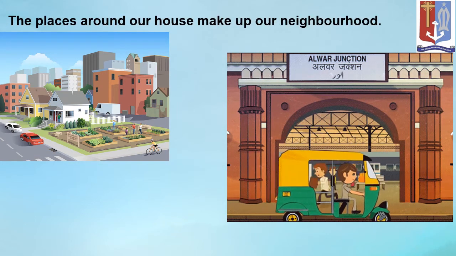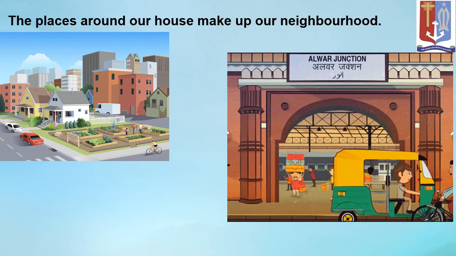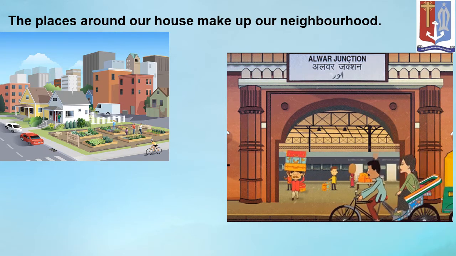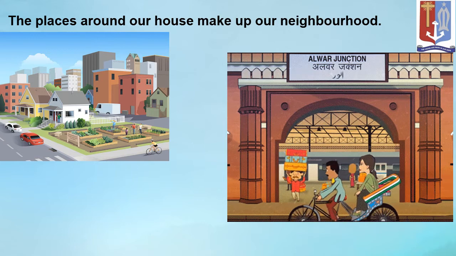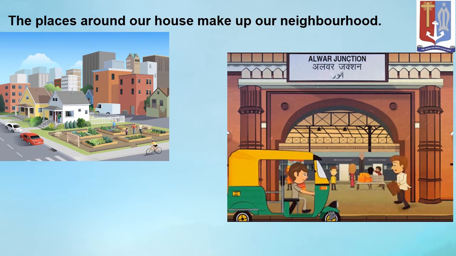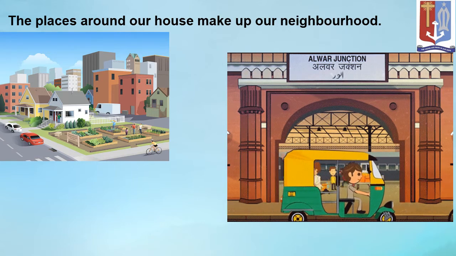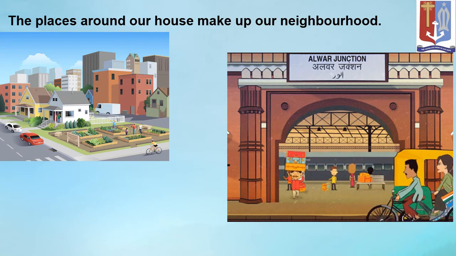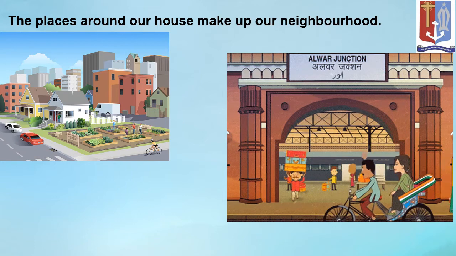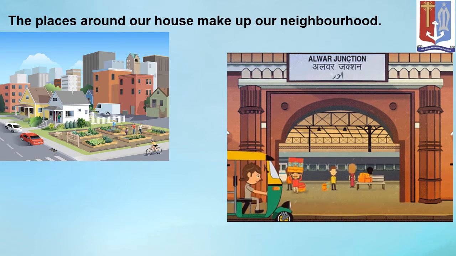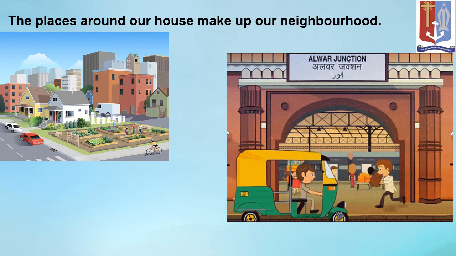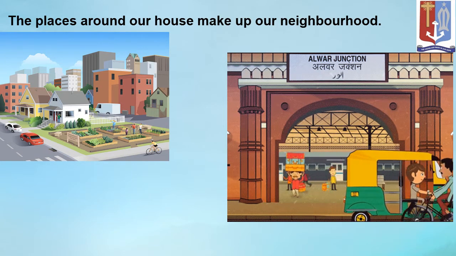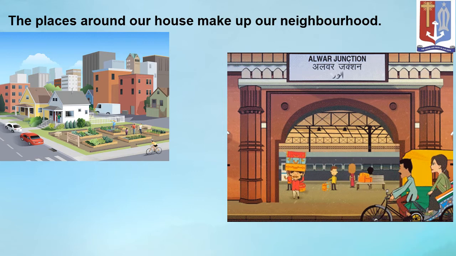The places around our house make up our neighborhood, children. So there are different places. There'll be a marketplace, there'll be a shop, a hospital, and there are other places around our house. There are a lot of houses, families, shops, hospitals, and other places that make up our neighborhood.